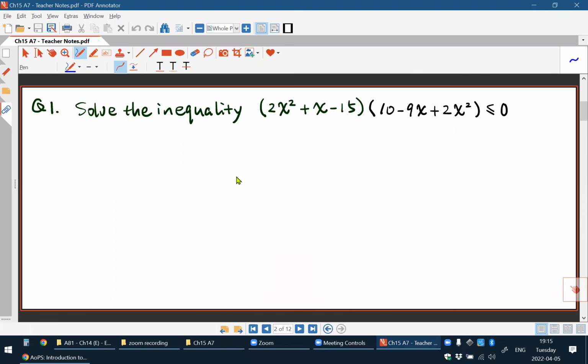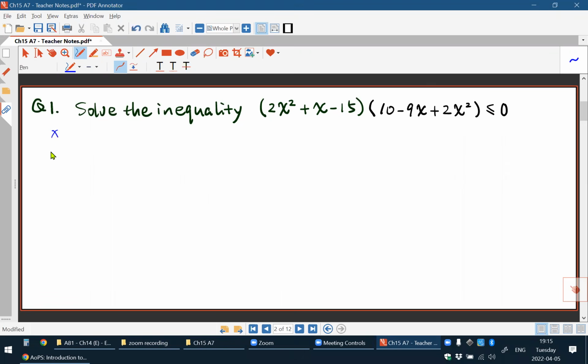Okay, first question. We have a product of two expressions. Right side is less than or equal to 0. So first of all, let's have a look at if we can factor each of the expressions. Okay, first, let's consider this expression.